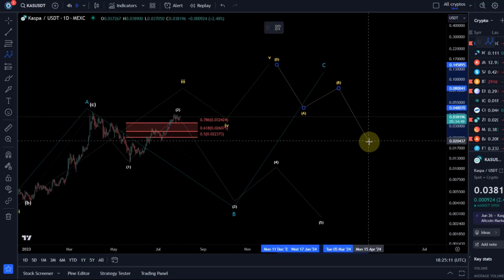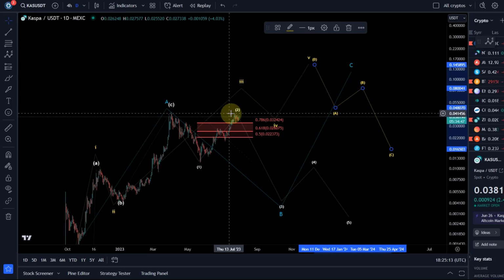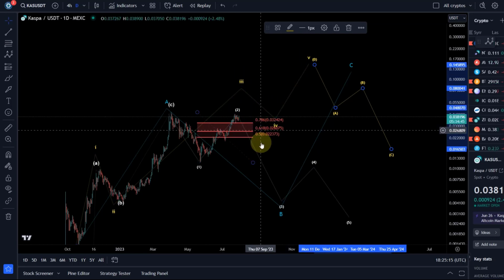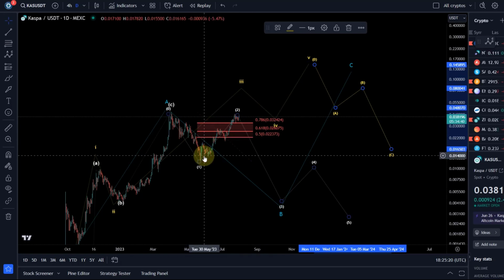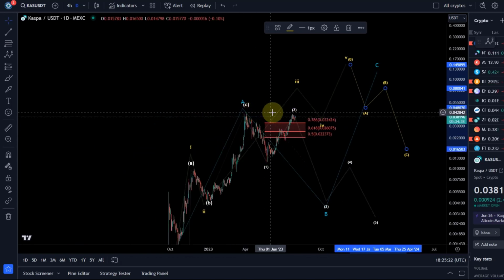A wave down, B wave up, C wave down. You will ask, okay, why do I not just buy now? Well, because the other wave counts are likely as well, okay, and you have a pretty poor reward to risk ratio here. We are very close to an all-time high.